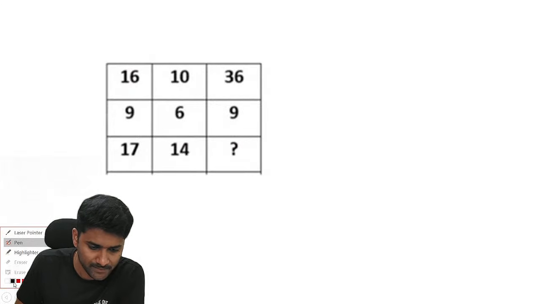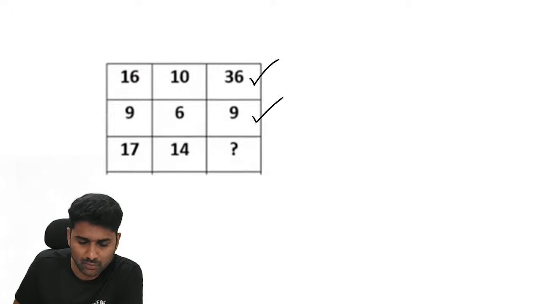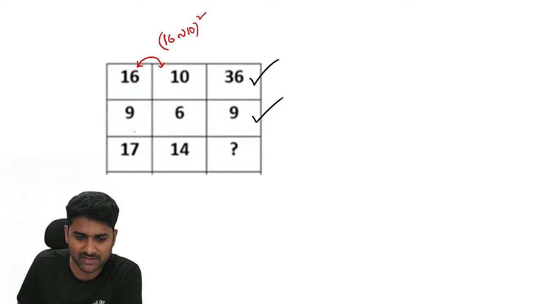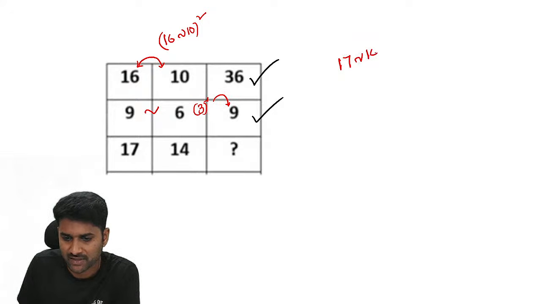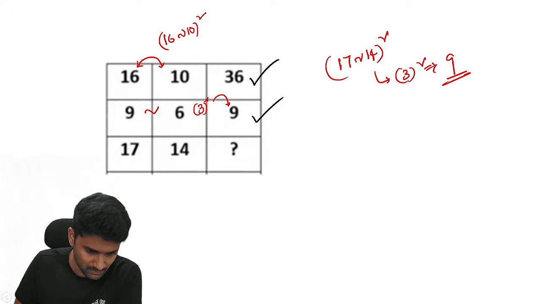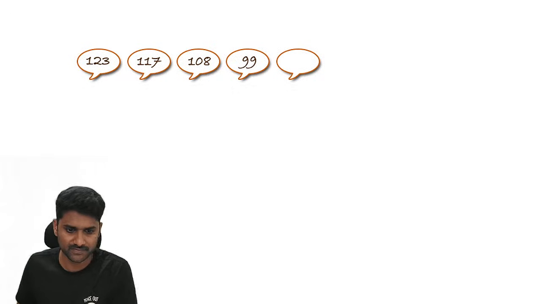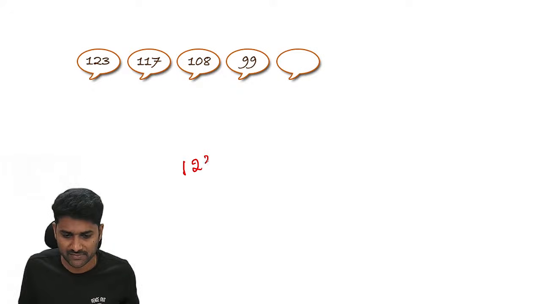So again, see, if you observe that 36 and 9, both are perfect square numbers, right? It means the difference between these two numbers, 16 and 10. The difference of these two numbers and the square of that number is 36. The difference between 9 and 6 is 3, and 3 square is 9. So finally 17 and 14. The difference of those numbers is 3. Square of that number is 9.